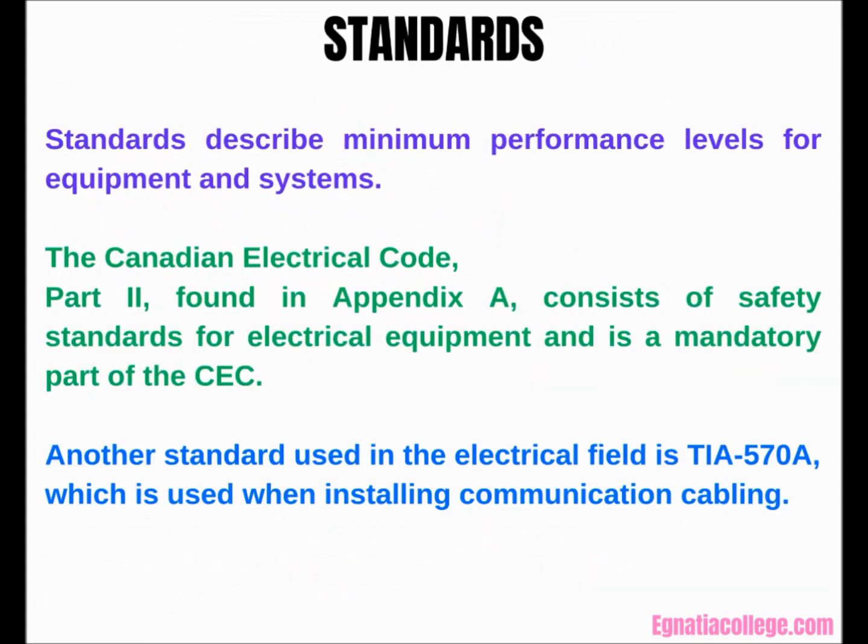Standards. Standards describe minimum performance levels for equipment and systems. The Canadian Electrical Code, Part 2, found in Appendix A, consists of safety standards for electrical equipment and is a mandatory part of the CEC. Another standard used in the electrical field is TIA 570A, which is used when installing communication cabling.